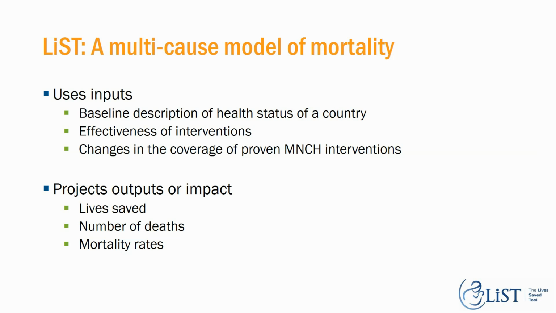In order to do that, LiST uses a number of different inputs. It will need the baseline description of the health status in a country, so that's maternal and child health, to get an idea of what the baseline health status was for all of those people prior to any changes in intervention coverage. It will also need the effectiveness of the interventions, so how good those interventions are at preventing disease, or rather preventing mortality, depending on the intervention. And finally, it will need the changes in coverage of proven maternal, newborn, and child health interventions. So that implies that there will be some changes in that coverage, which we can model with the tool.